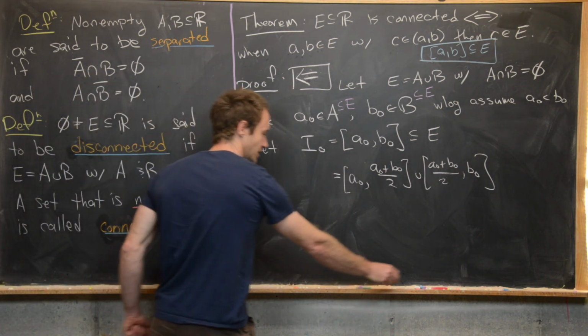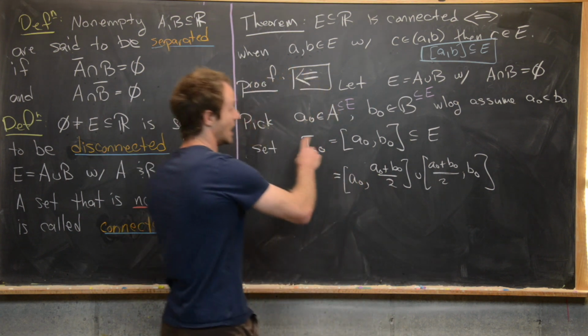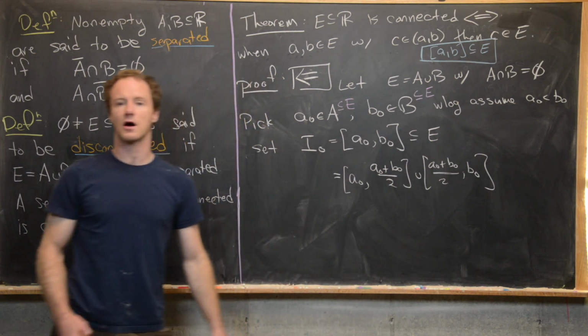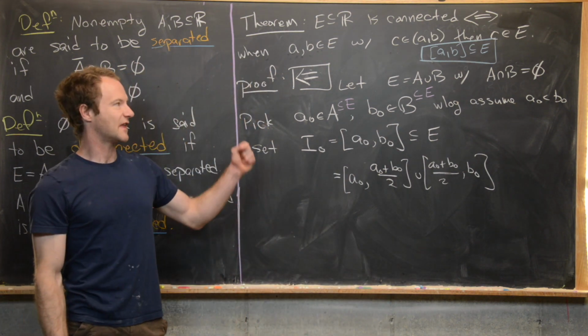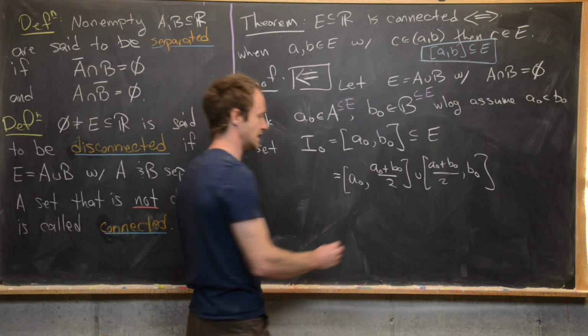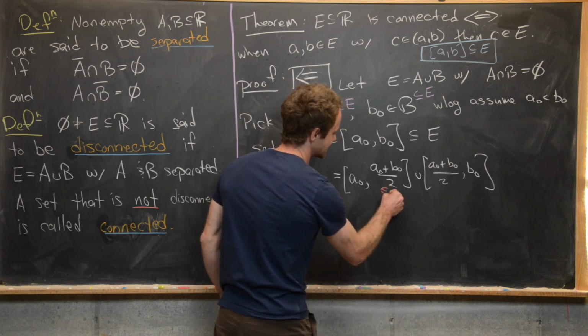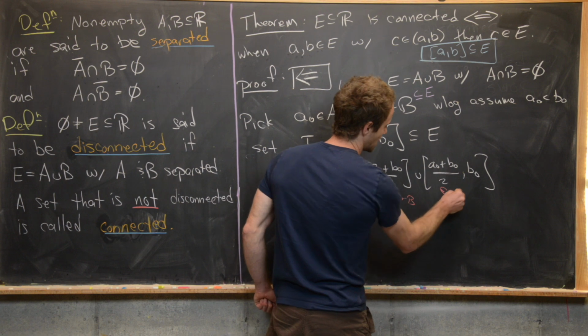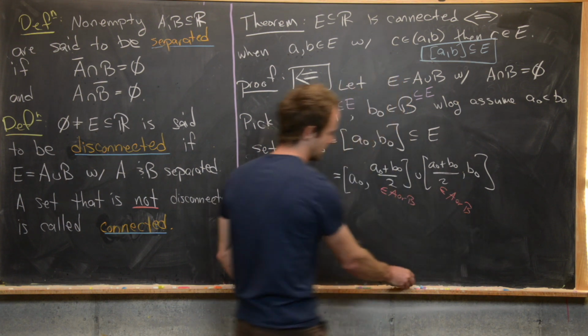And now what I want to notice is that, again, because everything from this subinterval and this subinterval are in E, that means that they are either in A or B. So I can go ahead and say this thing is either in A or B, and then this endpoint is also in A or B.